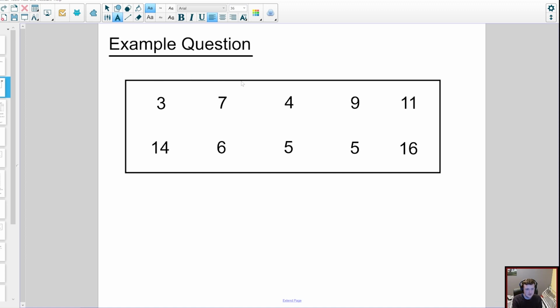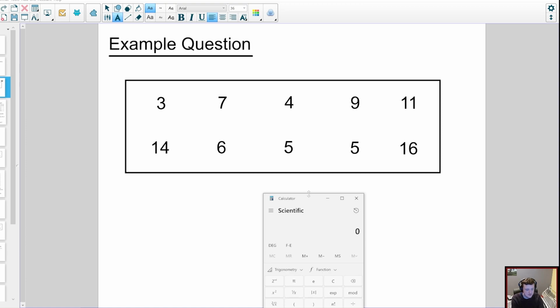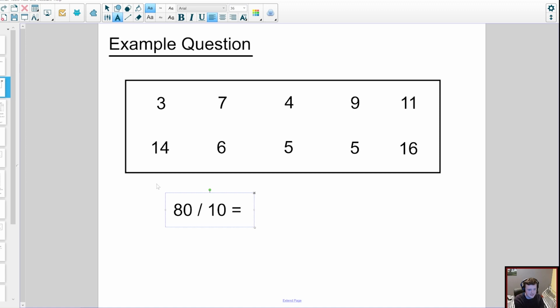So here's an example question. I've got some data and we're going to use the same set of data for each of the three averages to show you how they are different from one another. So in this example, I'm going to add up all 10 numbers. On my calculator, if you aren't given a calculator, you can do this in your head, but just to save time, we're going to add all the numbers up together. Like so. And get 80. And if we get 80, we divide it by 10. What we'd end up with as our method is 80 divided by 10 equals 8. And so the mean for this set of data is 8. And that's a general principle for how the mean is going to work.